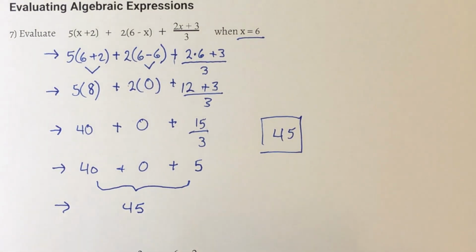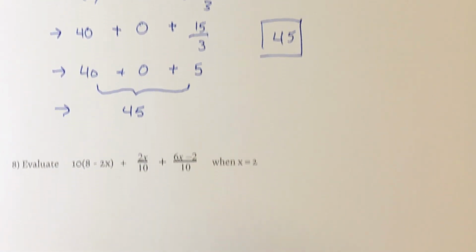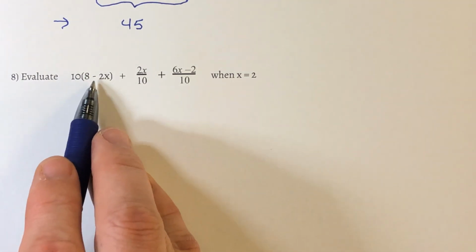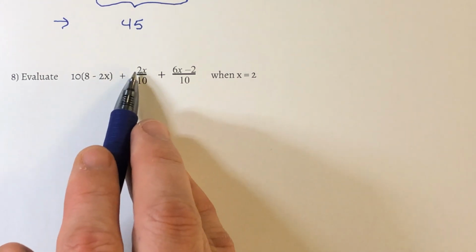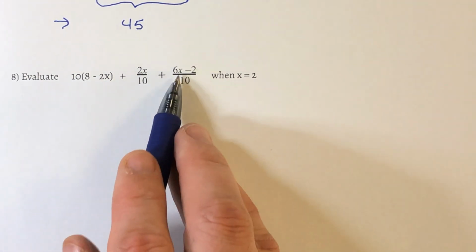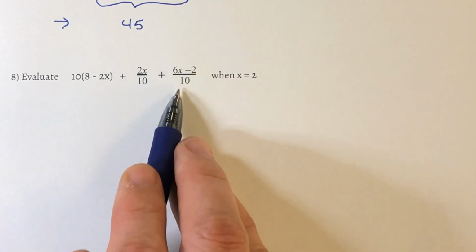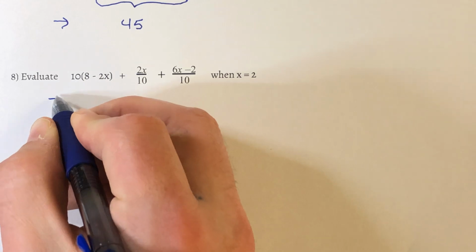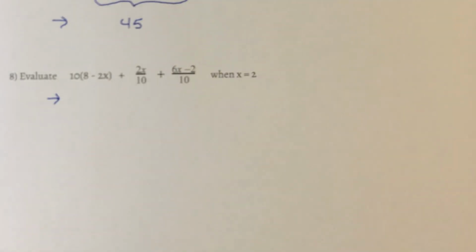Last one. We have evaluate 10 times x minus 2x plus 2x divided by 10 plus 6x minus 2 divided by 10. X is 2. So we're going to jump to the second step and start evaluating immediately.